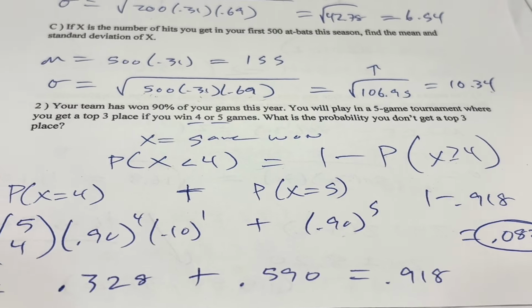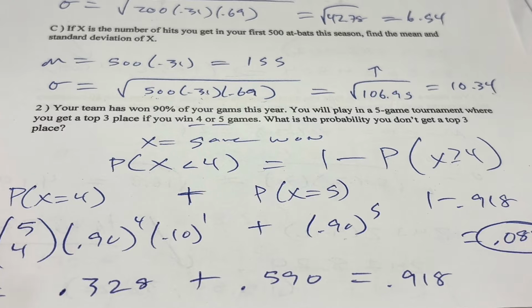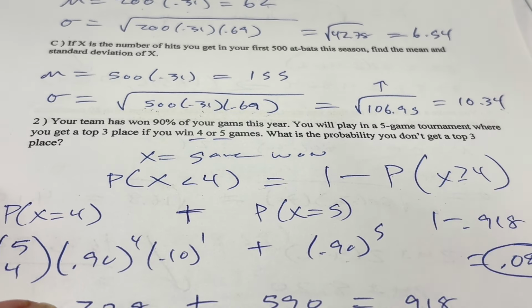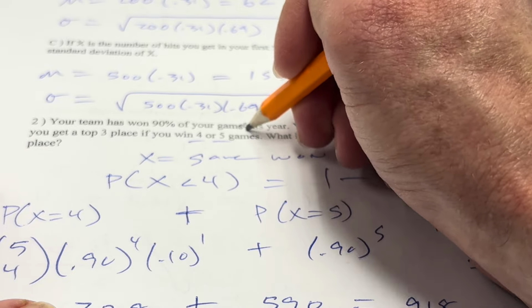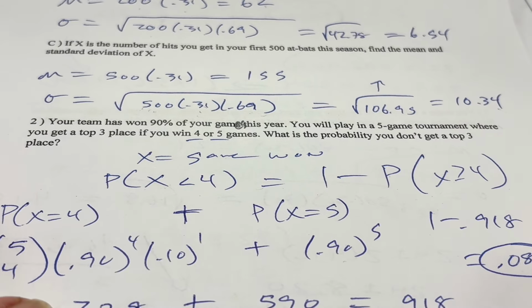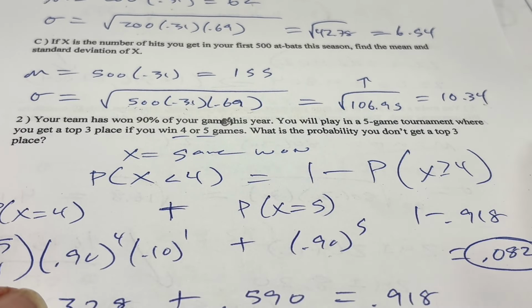Number two. Your team has won 90% of your games this year. You're going to play in a 5-game tournament where you get a top 3 place if you win 4 or 5 games. What is the probability you don't get a top 3 prize?